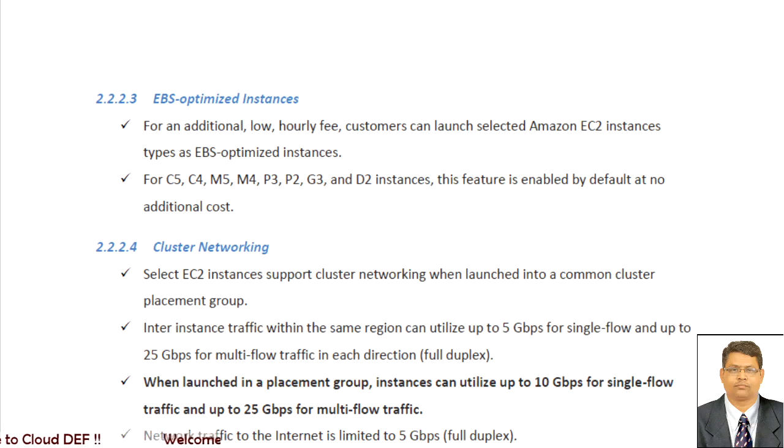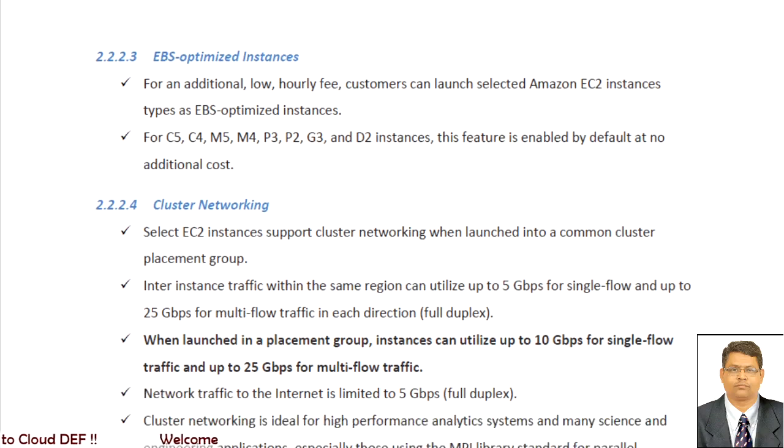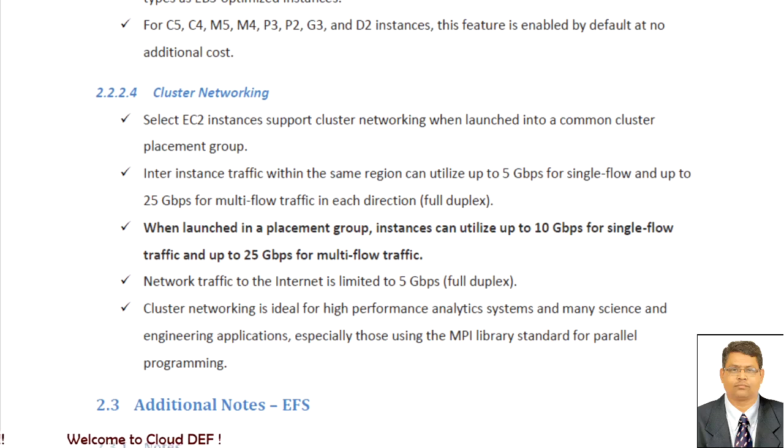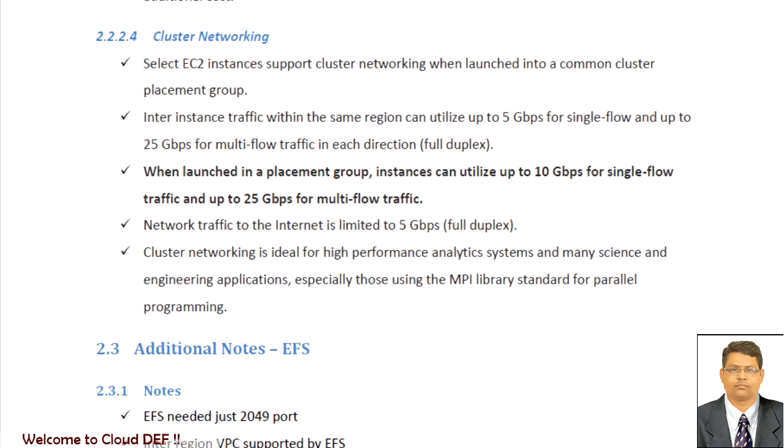2.2.2.4 Cluster networking. Select EC2 instances support cluster networking when launched into a common cluster placement group. Inter-instance traffic within the same region can utilize up to 5 Gbps for single flow and up to 25 Gbps for multi-flow traffic in each direction, full duplex. When launched in a placement group, instances can utilize up to 10 Gbps for single flow traffic and up to 25 Gbps for multi-flow traffic. Network traffic to the internet is limited to 5 Gbps, full duplex.